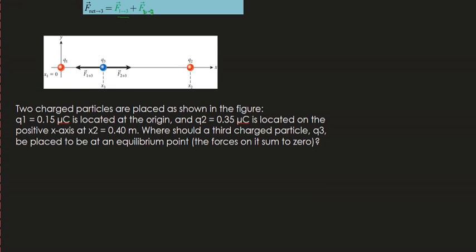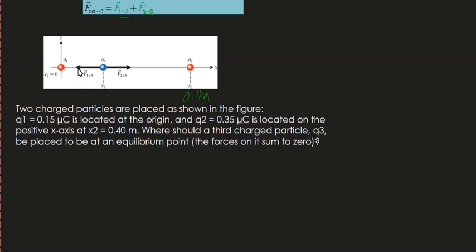Okay, so we are going to apply the principle of superposition and at the same time Coulomb's law in solving certain problems. Two charged particles are placed as shown. We have Q1, which is 0.15 microcoulomb, located at the origin or at zero value of x. And our Q2 is 0.35 microcoulomb, which is located on the positive x-axis at x2, which is 0.4 meters. So where should the third charged particle Q3 be placed to be at an equilibrium point of our charges?